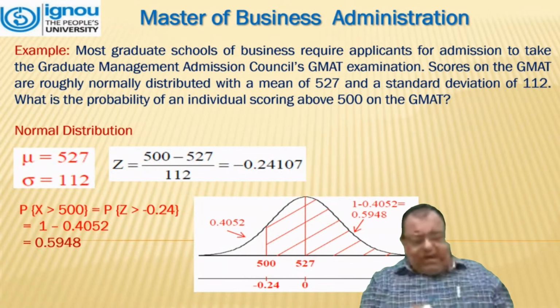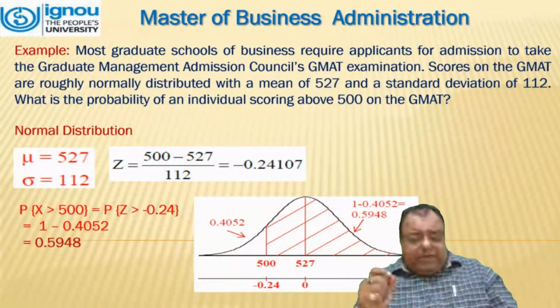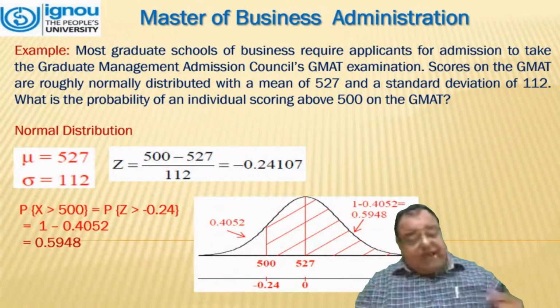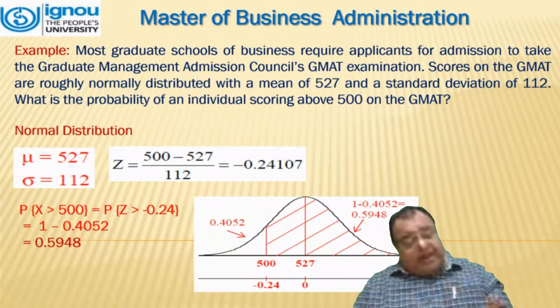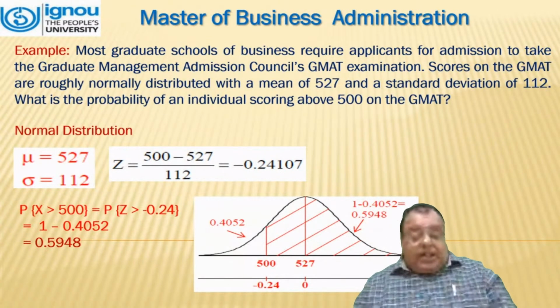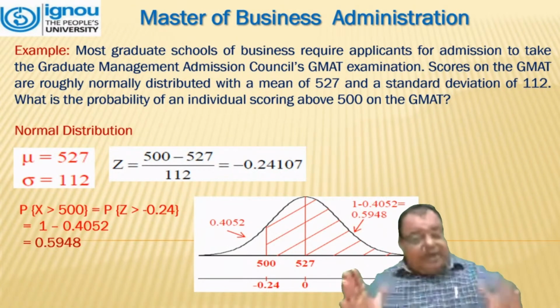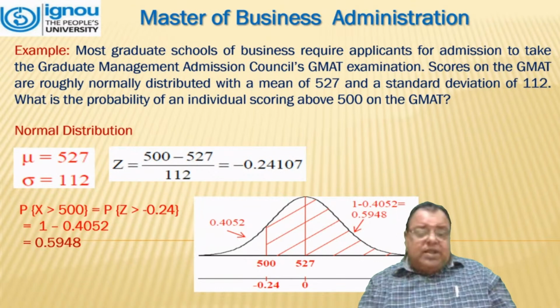What we have calculated here can be seen on the graph also. 527 is taken at 0 because that is the mean value. We were supposed to calculate the individual scoring above 500. Marking it on 500, it is on the negative side. The area will be all towards the right. Complete area, that is 1, minus the value of z equal to 0.405. That means 1 minus 0.4052 is 0.5948.